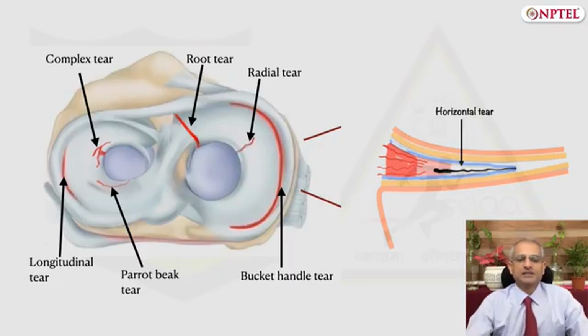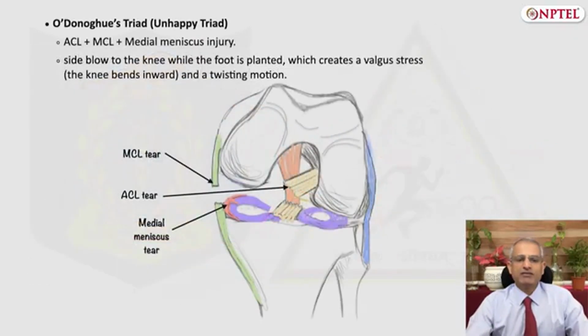Having studied about various ligamentous and meniscal injuries, I will briefly touch upon a combination of injuries called the O'Donoghue's triad or the unhappy triad of the knee. This is a combination of ligamentous and meniscal injuries wherein the anterior cruciate ligament, the medial collateral ligament, and a meniscus is injured simultaneously. This occurs due to side blow to the knee while the knee is planted, and this creates excessive valgus stress and a twisting motion in the knee.